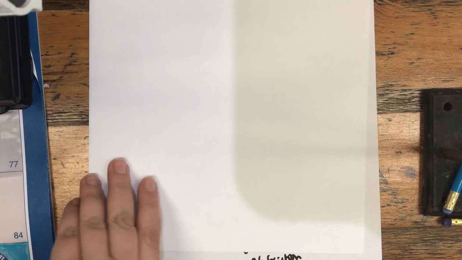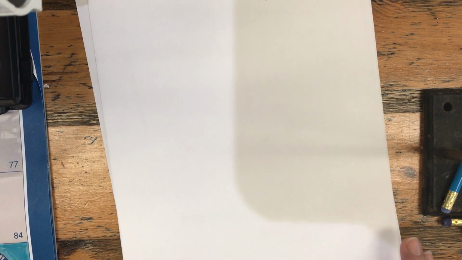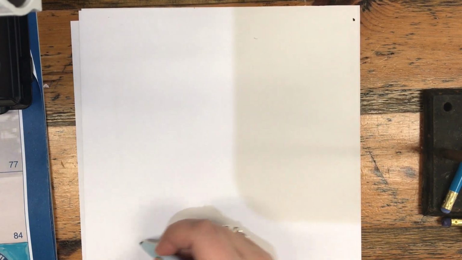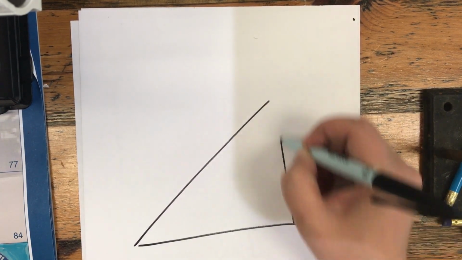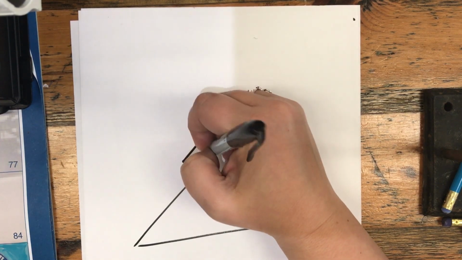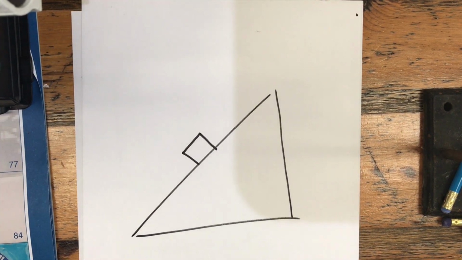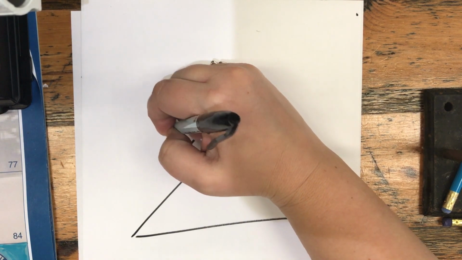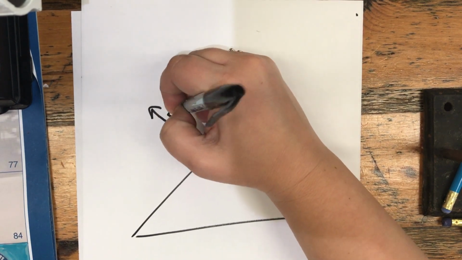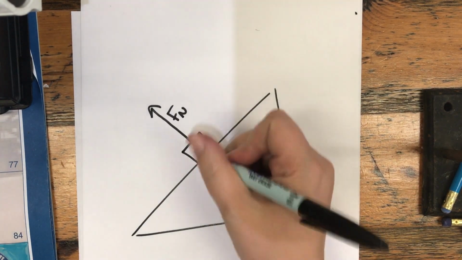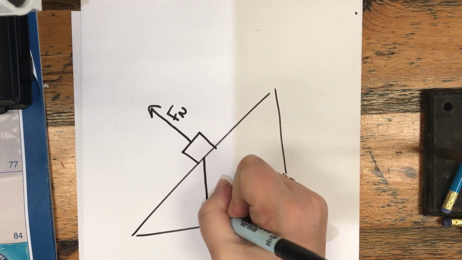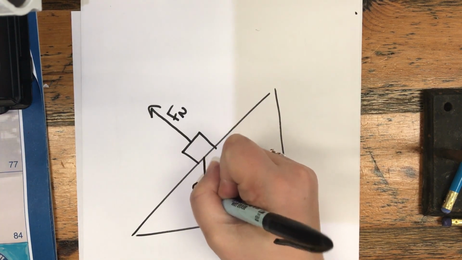Okay. One last thing before we get going. Remember, if you put something on an inclined plane, the normal force is always going to be perpendicular to the plane. So this would be my normal force, whereas gravity is always down towards the center of the earth. So it would be straight down, right?